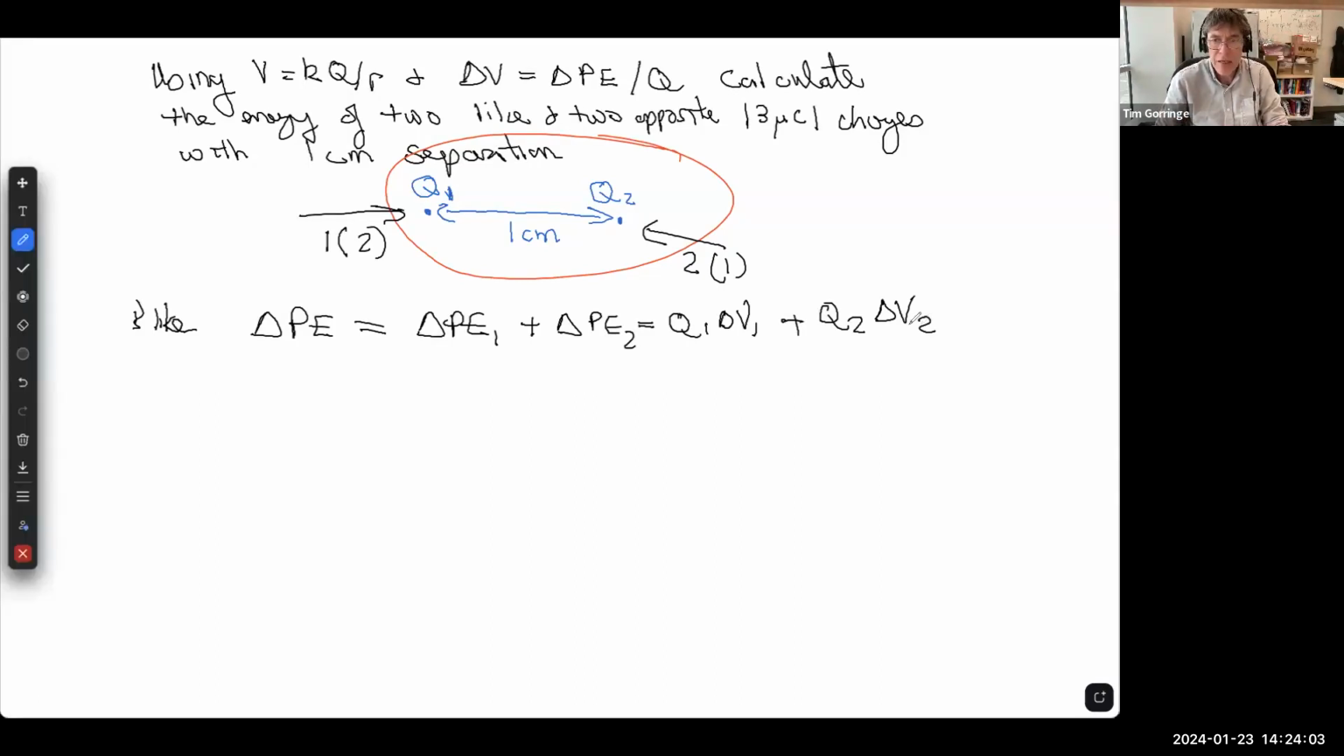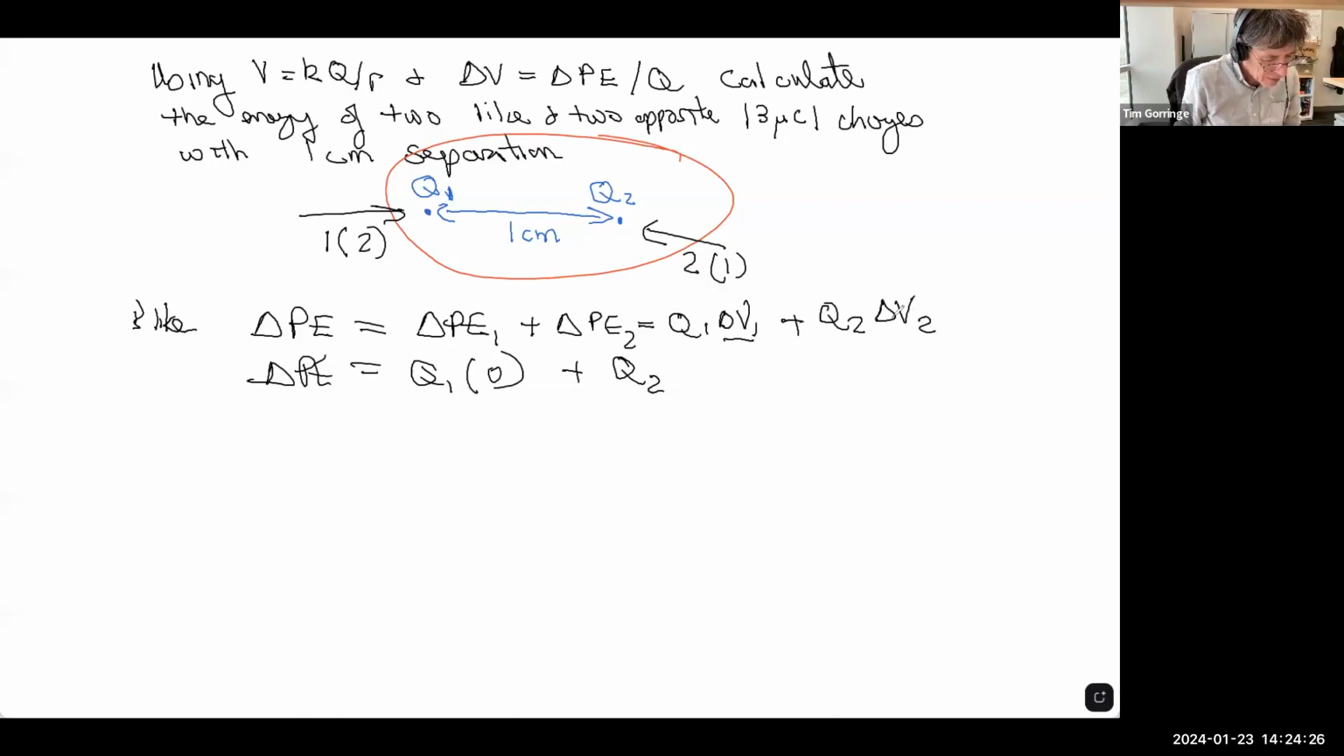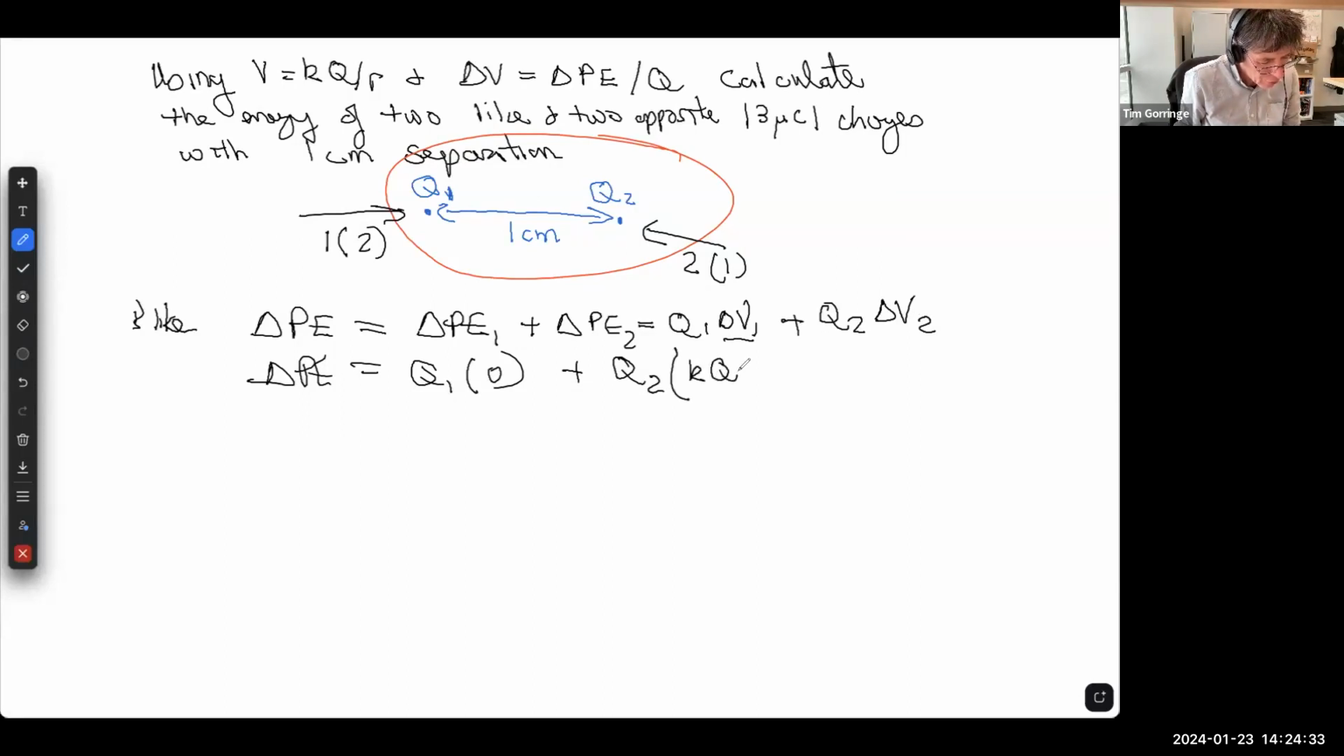And so let me add that idea to this calculation: when we brought in the first charge, the change in potential delta V1 for the first charge is actually 0. When we bring in the second charge, the change in potential for the second charge is non-zero. It's moved into the potential of the first charge, which is given by KQ1 over R.